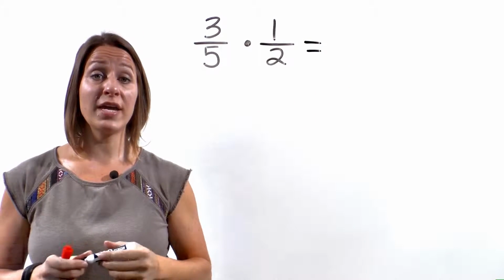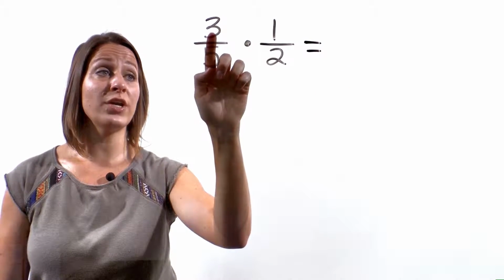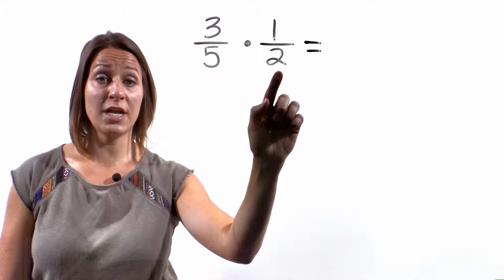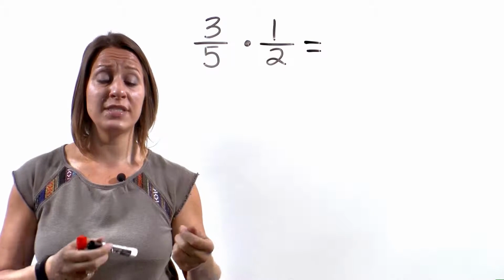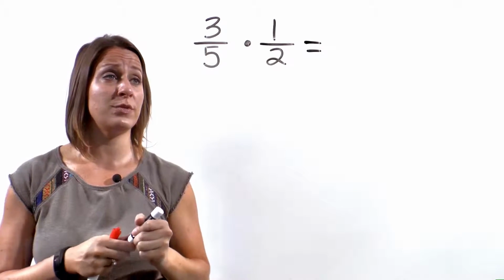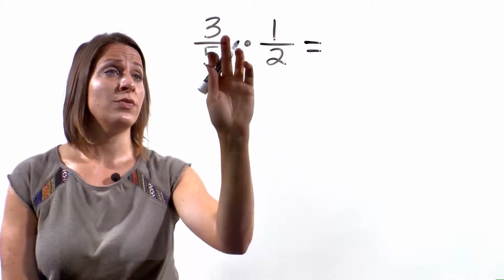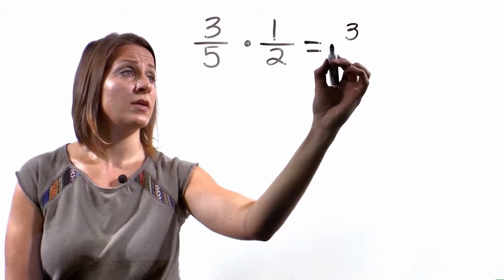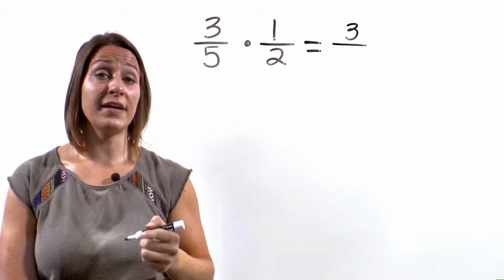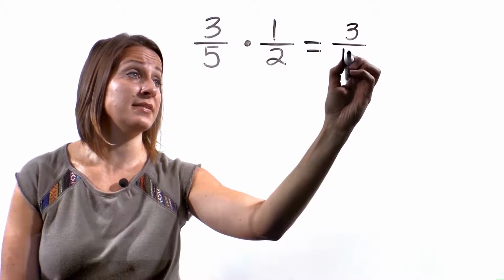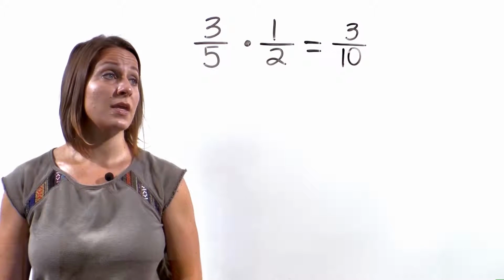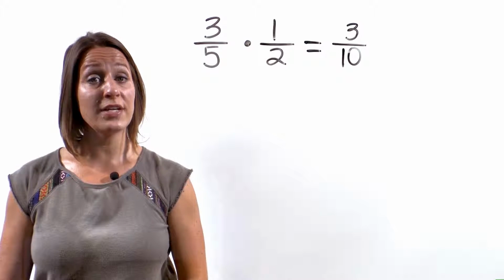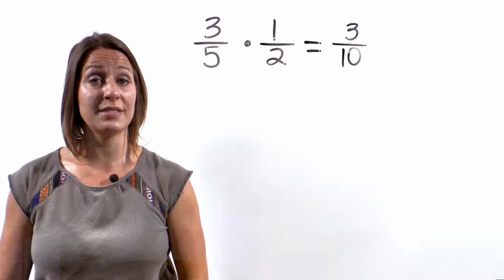When multiplying fractions, we're going to multiply the numerator times the numerator and the denominator times the denominator, and then occasionally we may have to simplify again after we've multiplied. In this problem, 3 times 1 is 3 over 5 times 2 is 10. We cannot simplify the 3 or the 10 with each other, so the final answer to this problem is 3/10.